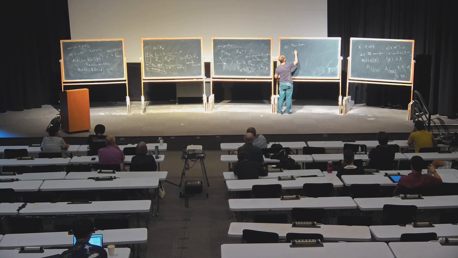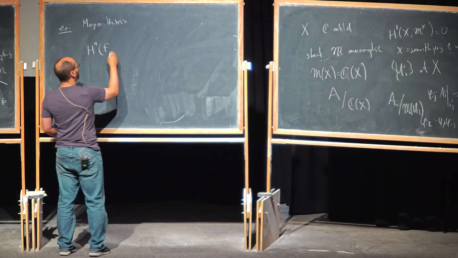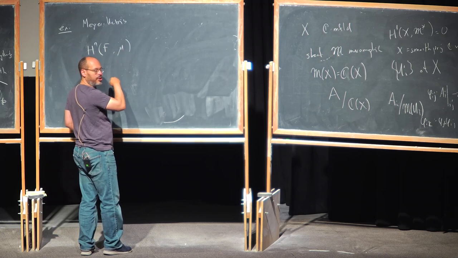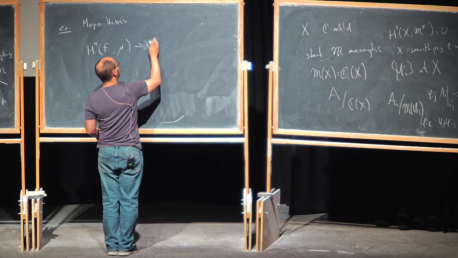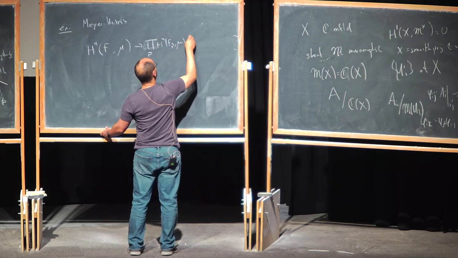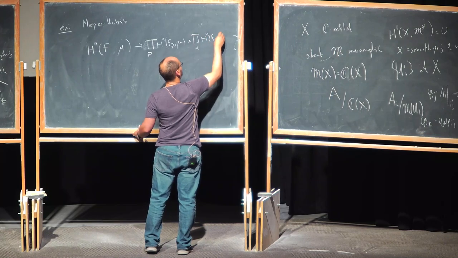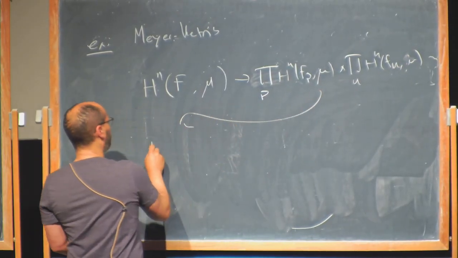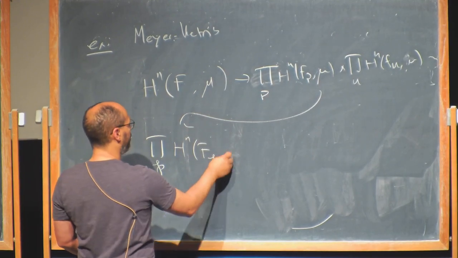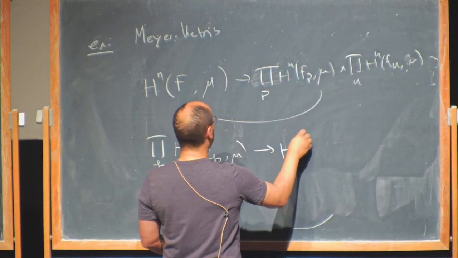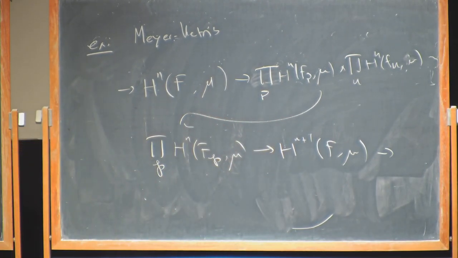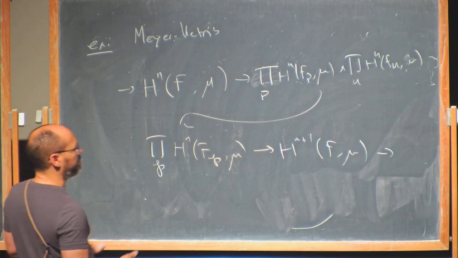So for example, it looks something like this. You get H^n of your global field, the whole thing, with, I'll be a little agnostic, mu something coefficients, goes to the product over the P's of the H^n of F_P with mu, cross the product over the U's of the H^n of F_U with mu, that goes to the product over all these height one primes describing the overlaps of the H^n of those fraction fields. And then there's a boundary map going to H^(n+1) of F with mu, et cetera. So you get a long exact sequence like this, which is telling you that this cover is good for computing étale cohomology, for example.